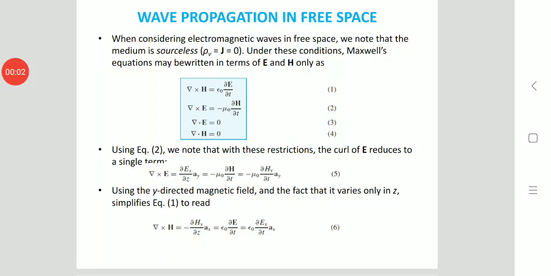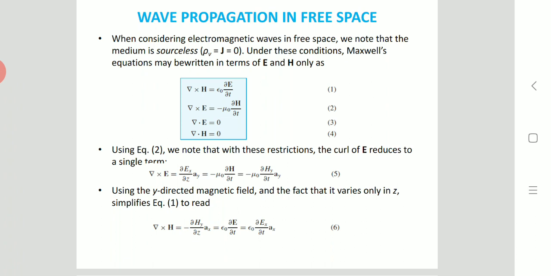Hello students, in the last class we have seen the introduction of the uniform plane wave. Today we will see wave propagation in free space. So we consider the electromagnetic wave propagating through free space. Now for free space, sigma is 0.